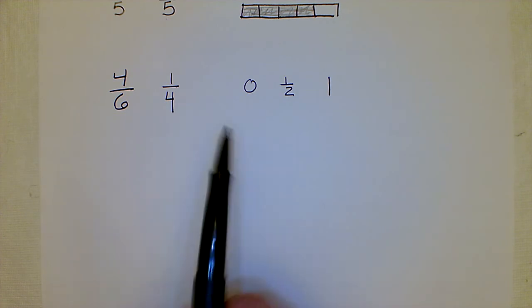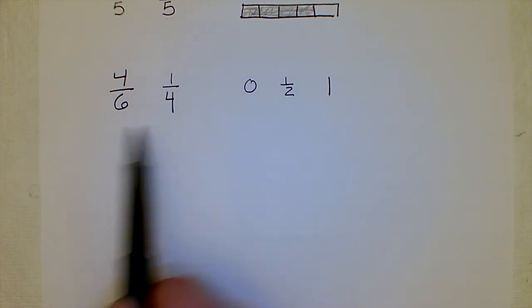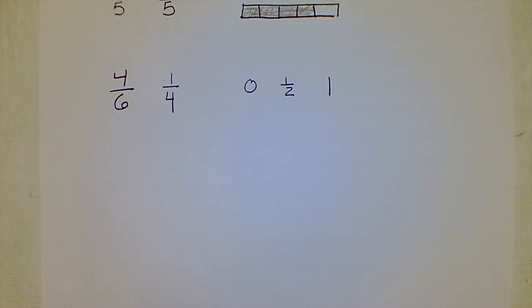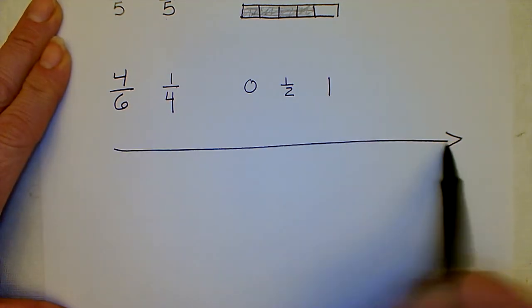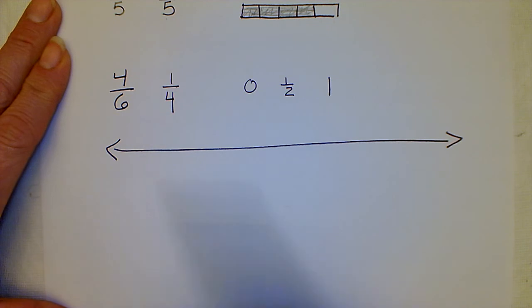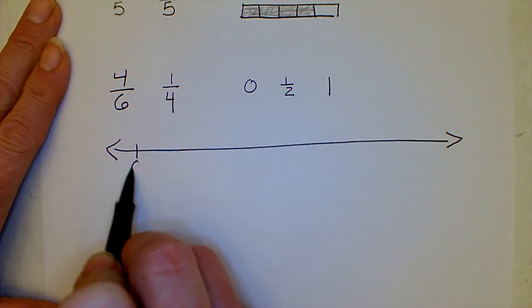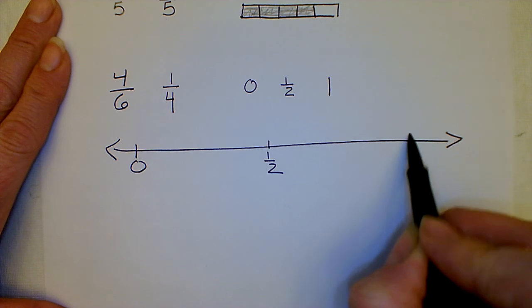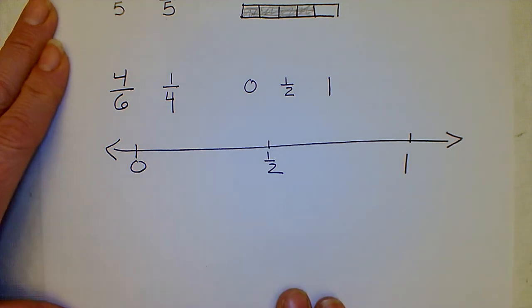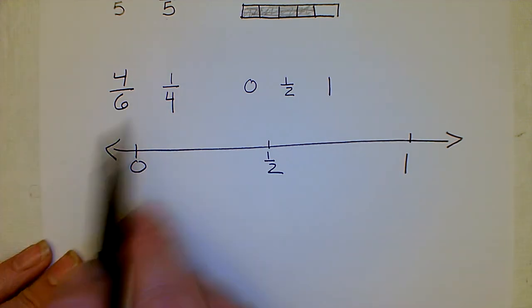But for this one, I'm going to use these benchmarks, and I'm going to talk about the relation of these fractions to those benchmarks. We want to talk about where they're located, and the best way to explain it and teach it is to use a number line. So I'm going to put my benchmarks on here. I have 0, I have 1/2, and I have 1. And what I'm going to want to do is figure out where these go on the benchmarks.